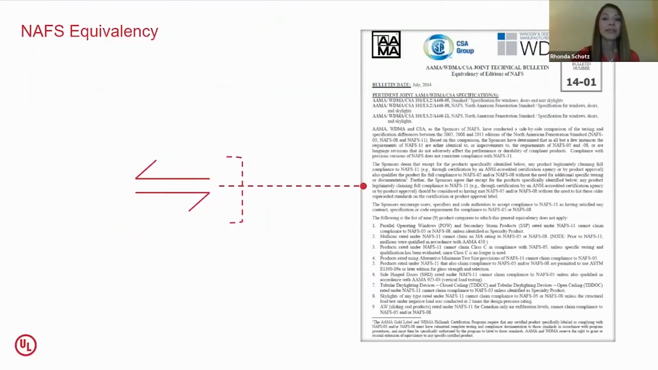Shown here in the NAFS equivalency bulletin, it states by testing to a newer version of NAFS that it qualifies older versions of NAFS in most cases, except where noted. A version of this with NAFS 17 is in the works and the release date is yet to be determined. The NAFS equivalency bulletin allows a manufacturer to not have to test to all the older versions of the standards, which are sometimes still listed in the current building codes.